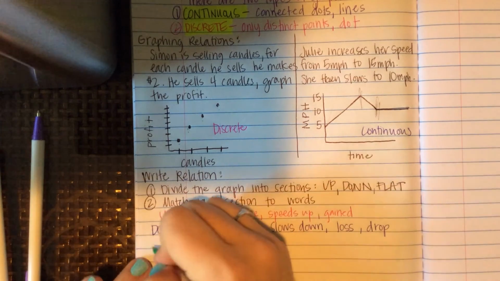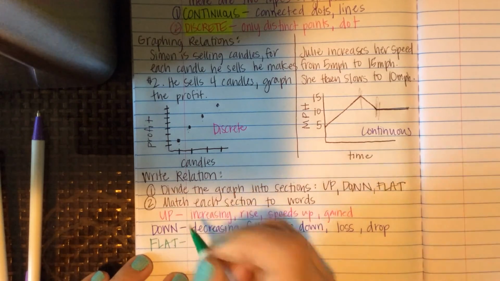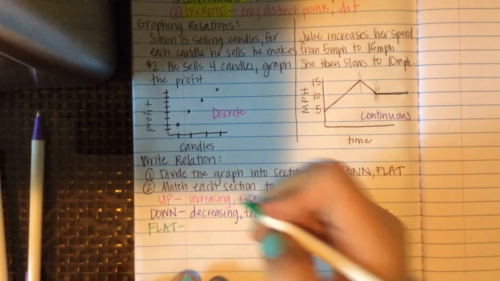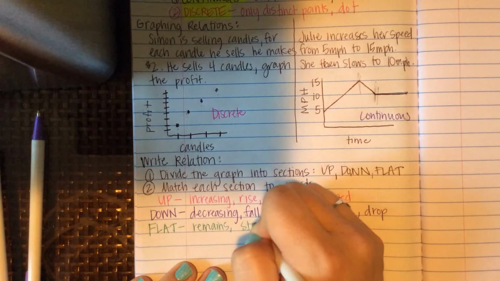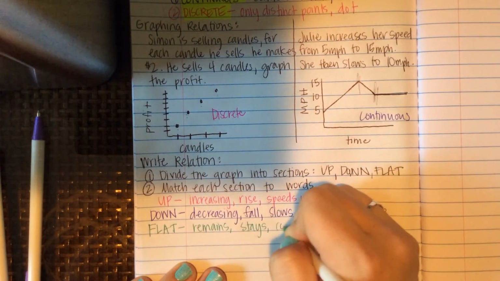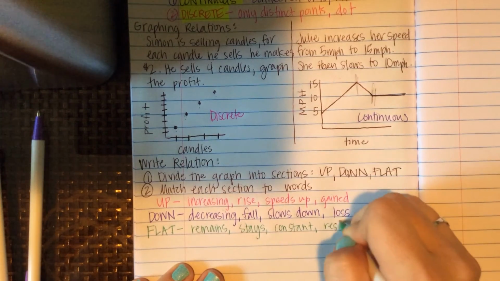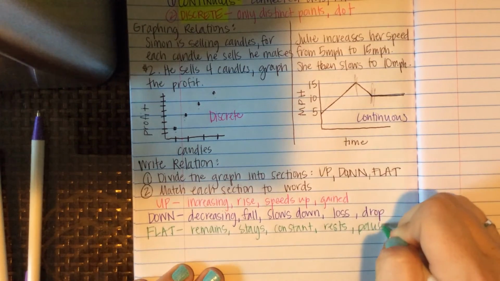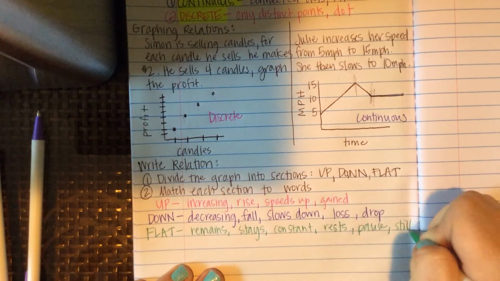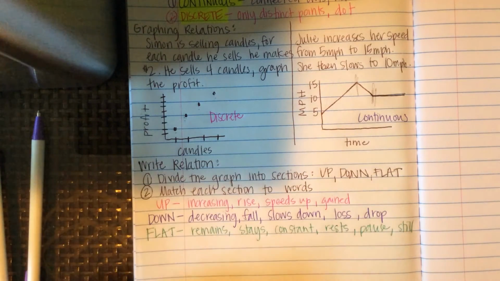And if a graph is flat, you could say it remains, it stays, it's constant. You could even say it rests, pause, or still. There's a whole gamut of words. These aren't the only ones that you could use to describe it.